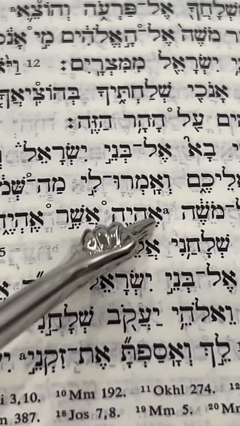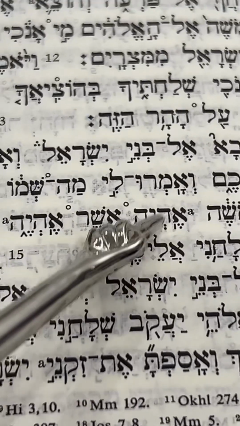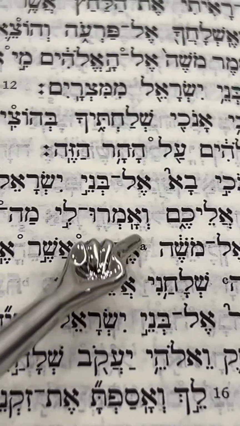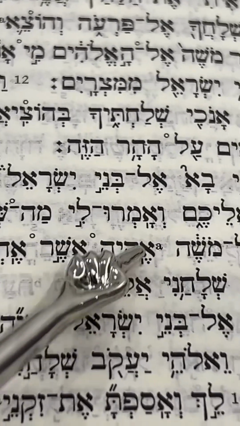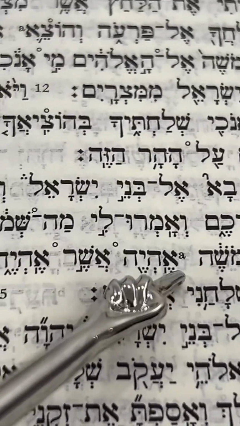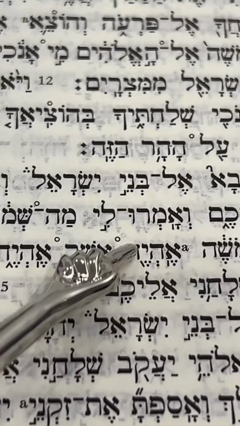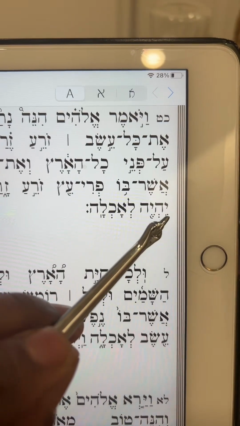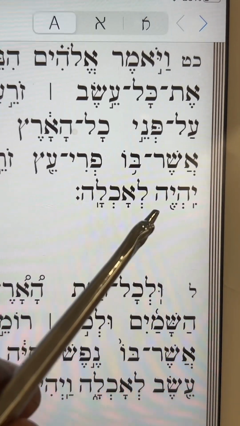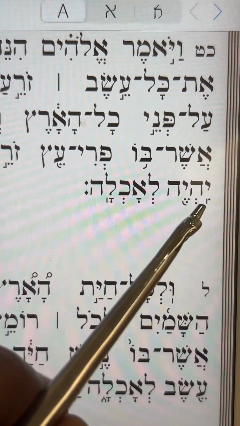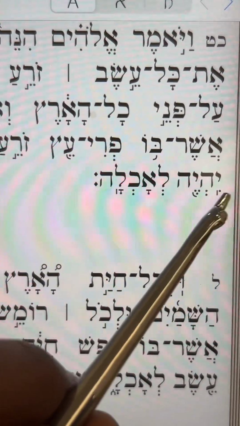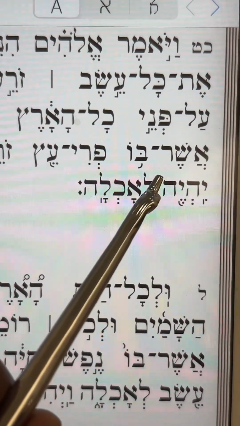All right. Now, why can't we use Hayah for the name of God in the Hebrew text? If we were to take this aleph off, which is indicative of first person common singular, I, and we put a yod here, which is indicative of third person masculine singular, we would have Yihyeh. Now, the reason we can't use this verb conjugation for the name of God in the Hebrew text is that it would cause too much confusion.